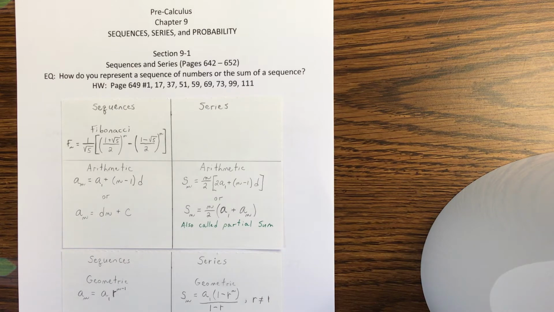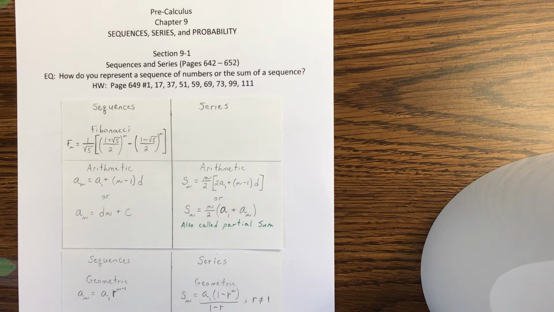We get to start chapter 9 today. Chapter 9 is about sequences, series, and probability. And first thing we'll do is we're going to look at section 9-1. We'll do two parts, so we'll start with part 1 right now. So without further ado, Mudrock, hit the lights.